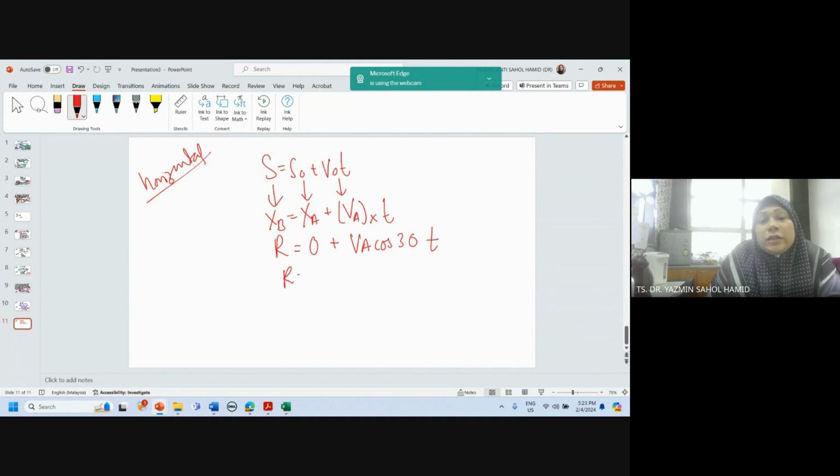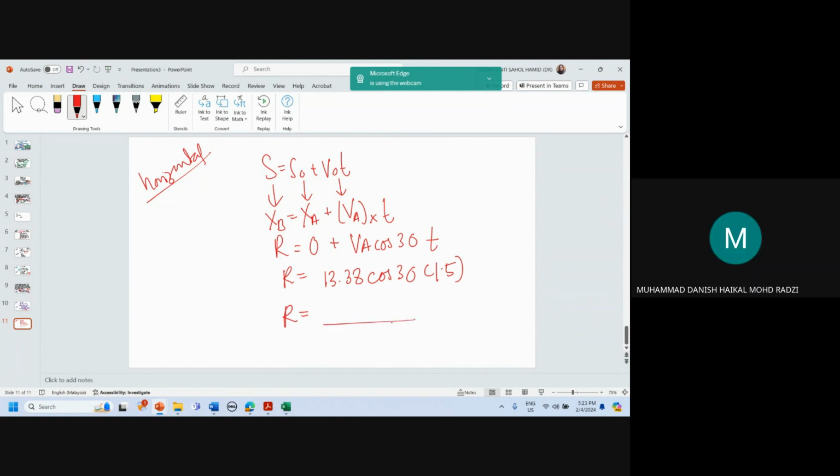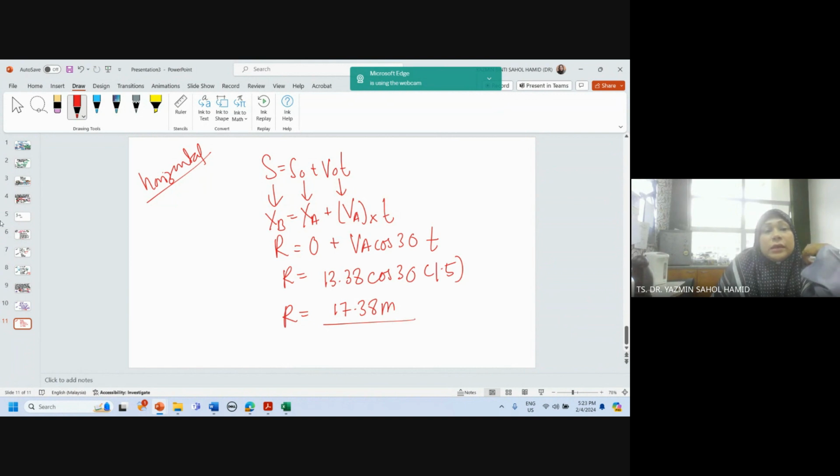So you can actually already find R because VA is what you have found just now, which is 13.38, I think, cos 30 multiplied by 1.5. So you can definitely get R. What is R? Okay, units are in meters. Good, that is the answer.